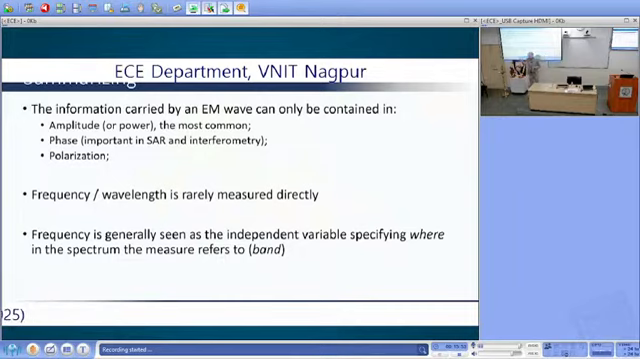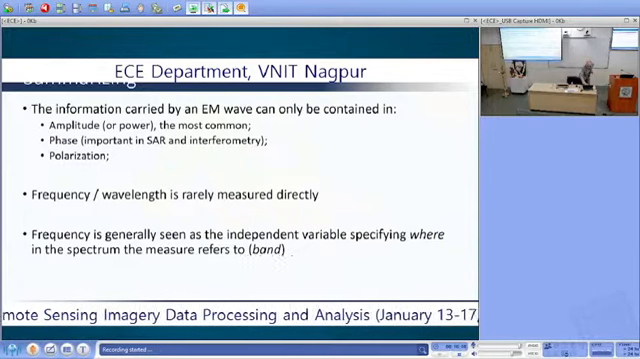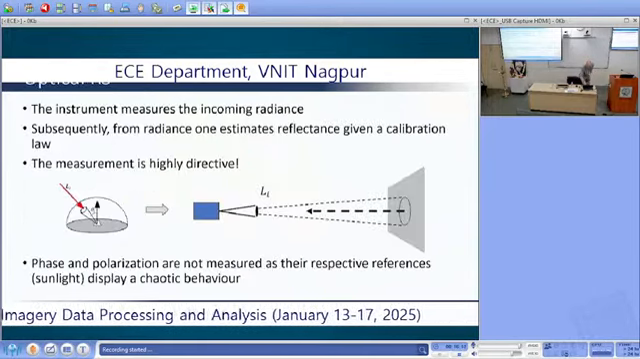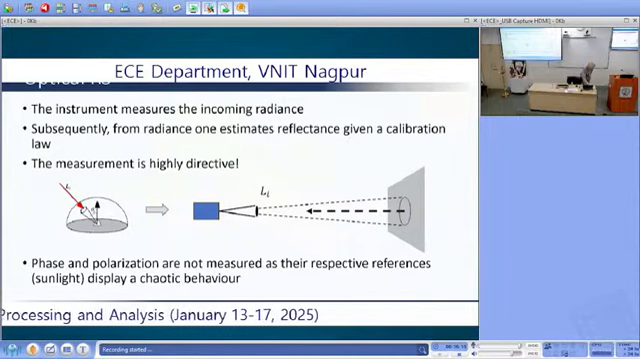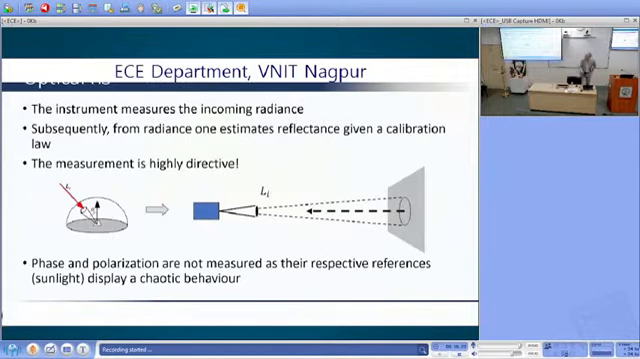When you move from the optical window to the radar window, then things change quite a lot, and measuring phase and measuring polarization starts to make sense. Okay, but we'll discuss that at a later stage. Now, as I said, talking about data, this is what happens conceptually for one single measurement.